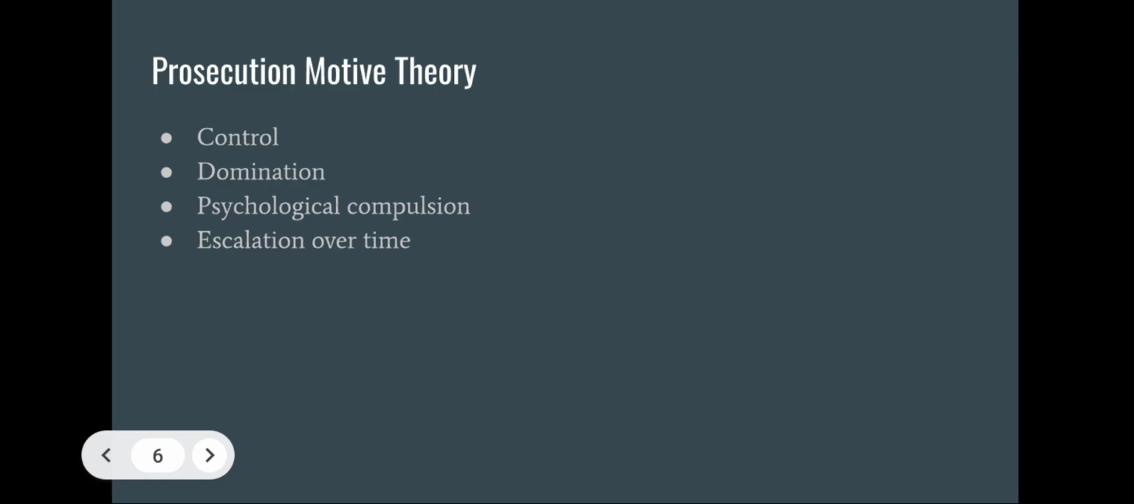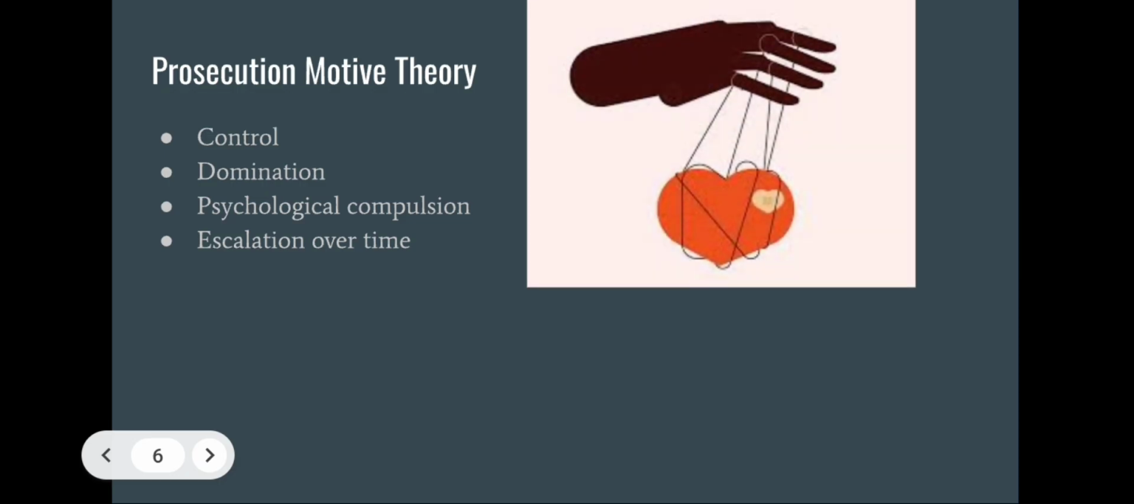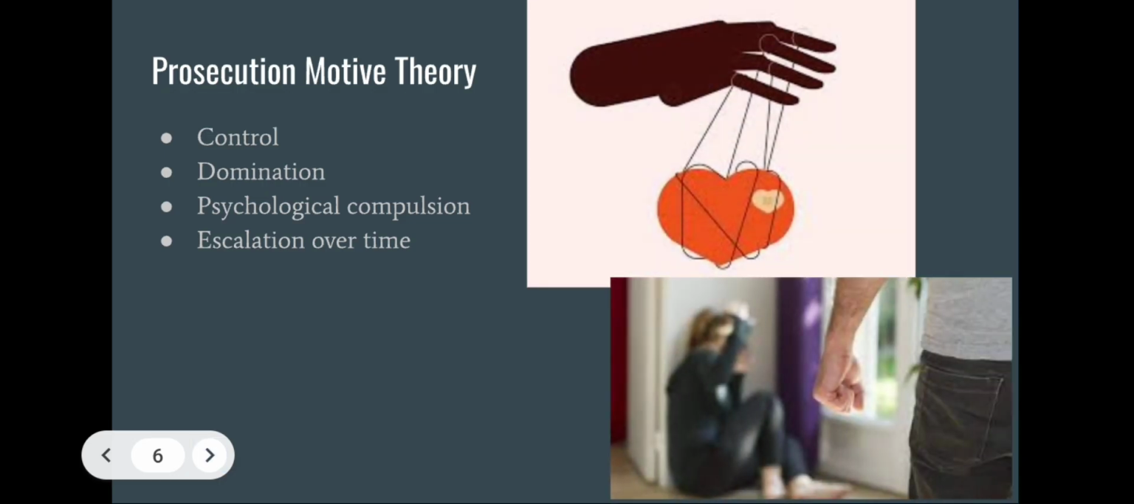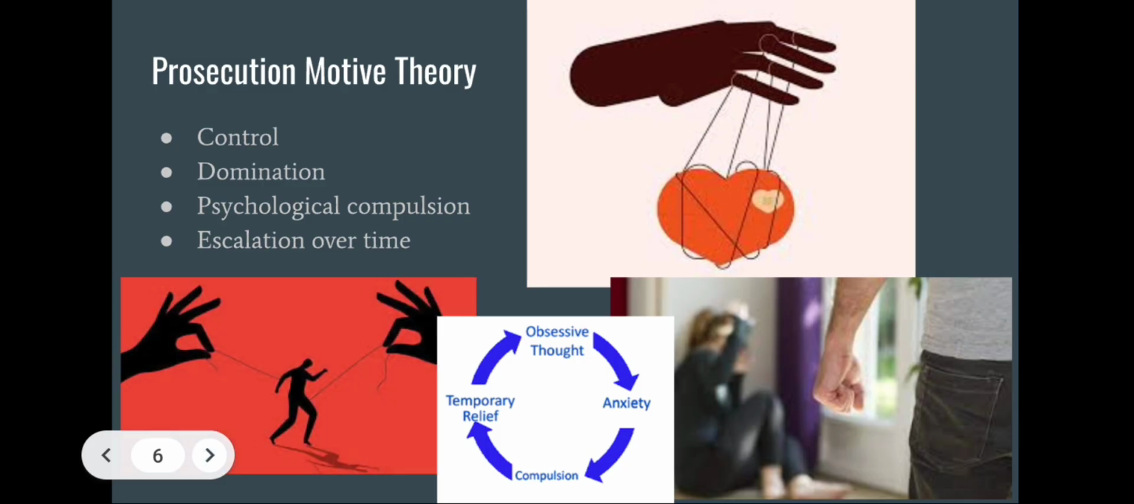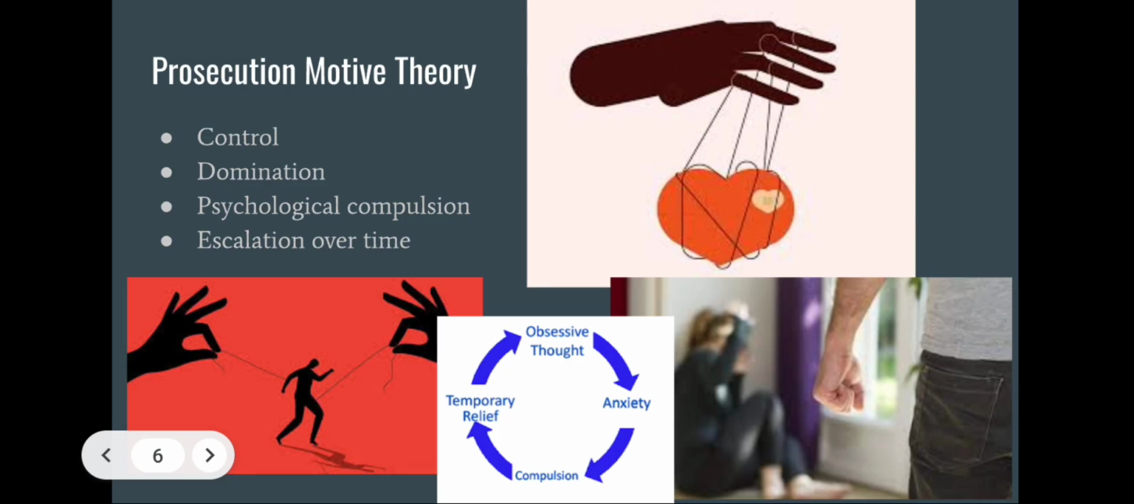The prosecution argued that Jeffrey Dahmer was motivated by a need for absolute control and domination over his victims. His behavior showed clear escalation over time, indicating psychological compulsion rather than impulsive violence. This motive theory supported legal sanity and intentional planning with regard to the crimes.